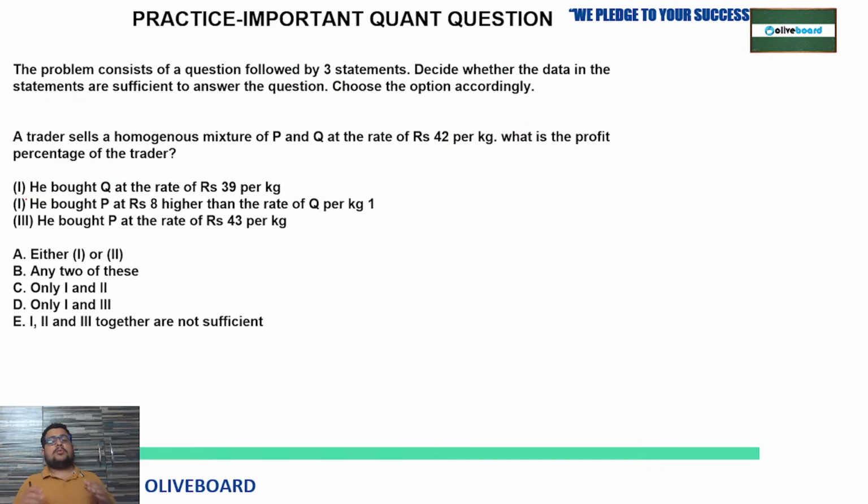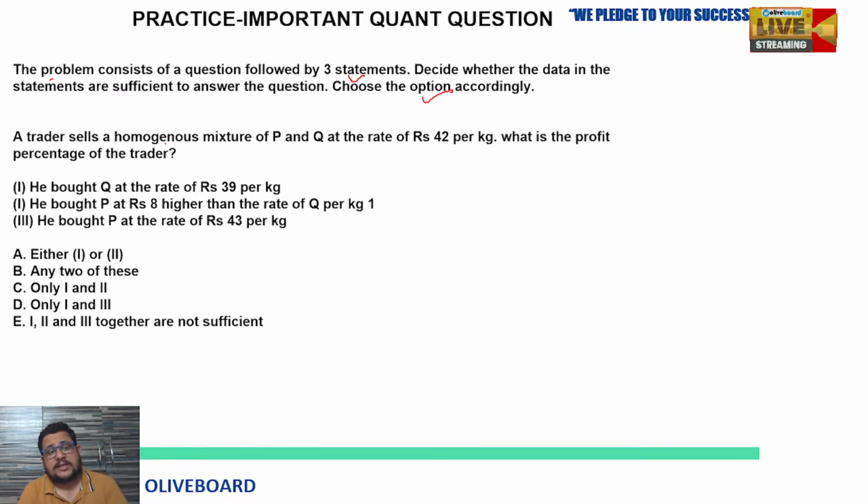Now let's move on to the question based on data sufficiency. I hope you understand how we have to approach the filler-based questions as per the given data. Clear? Now let's move on to the question based on data sufficiency. The problem consists of a question followed by 3 statements. Decide whether the data in the statements are sufficient to answer the question. Choose the option accordingly. Okay.